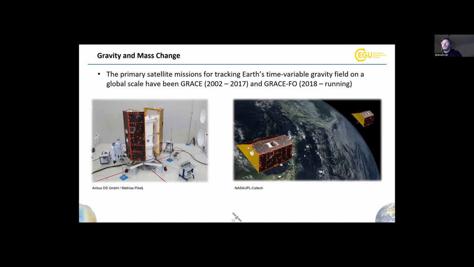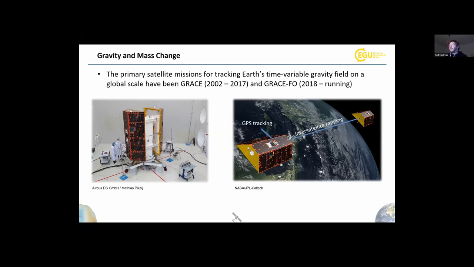We have a few tools on how we can monitor and observe the gravity field and its changes. Two of the most important tools we have for that are the satellite missions GRACE, which was in orbit from 2002 until 2017, and the successor mission GRACE Follow-On, which was launched in 2018 and is still in orbit and giving us very good data.